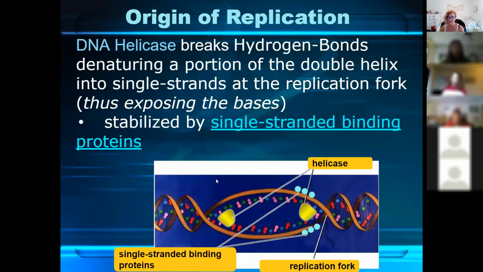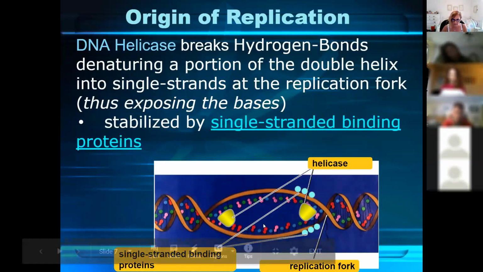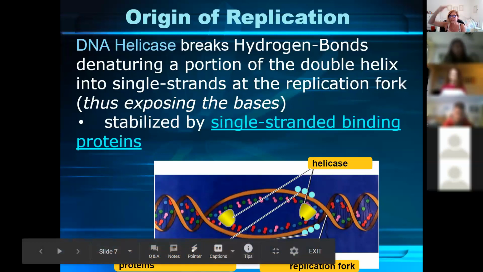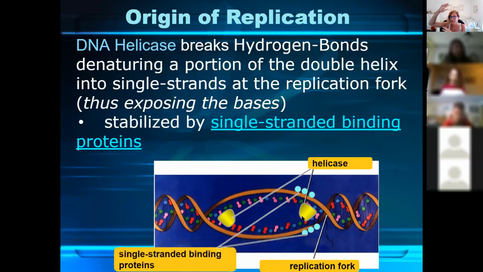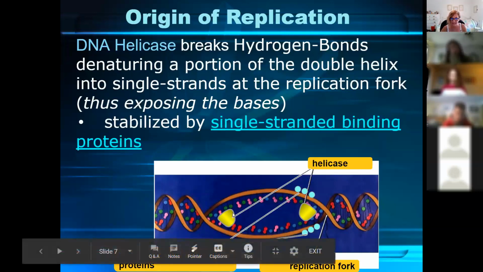So there are error rates, and you guys already looked at some error rates in our case study. You saw some mutation. So here's one of the new pieces for you, the single-stranded binding proteins. You already know about helicase. You know that it unzips, it breaks the hydrogen bonds. We've seen that. We probably didn't talk about single-stranded binding proteins. They're here. They're holding the DNA open so that the new nucleotides can be added in this bubble.